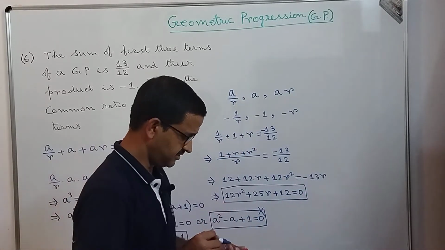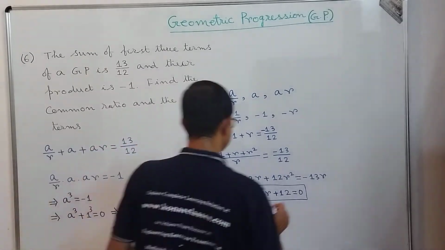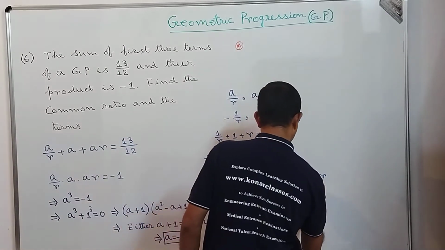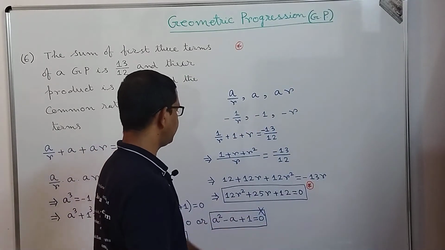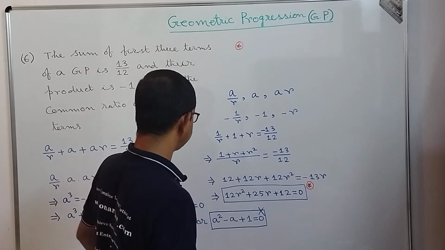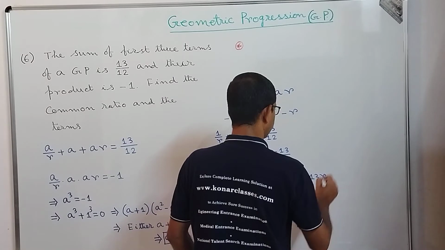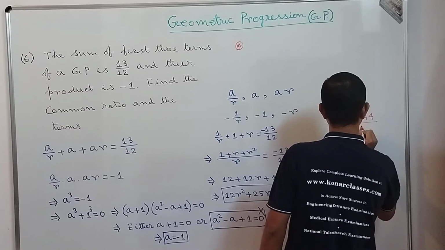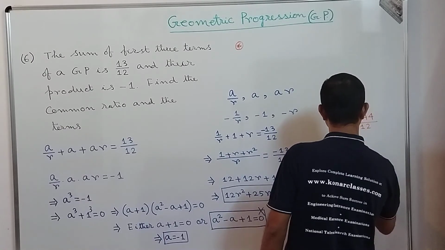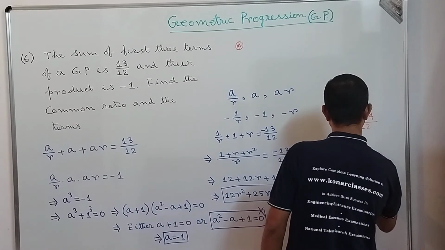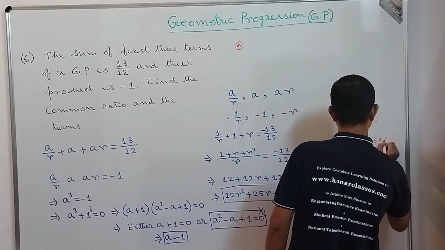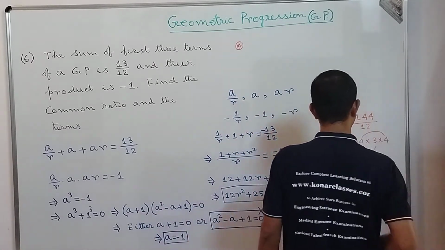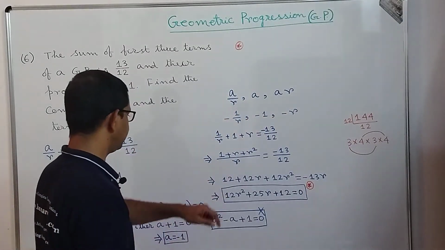Okay, so let me solve it in a different color here. So if we look at, dear students, 12r square plus 25r plus 12, what can we get? 144, right? 12 into 12 is 144. So we write here 12 and 12. 12 we can write as 3 into 4 and 3 into 4. So we have 3 into 3, 9, and 4 into 4 is 16. So 16 plus 9, that is 25.